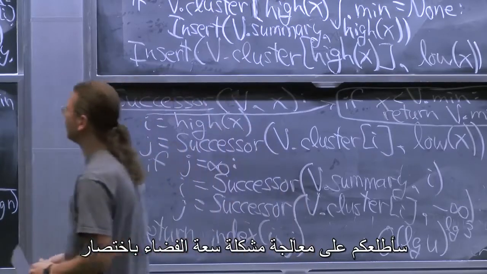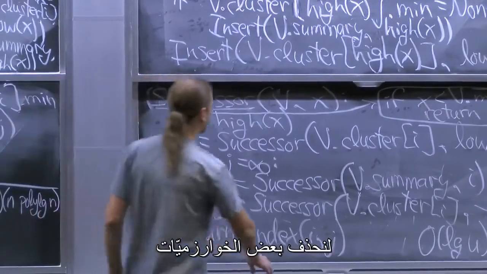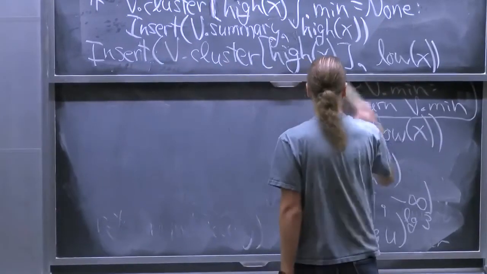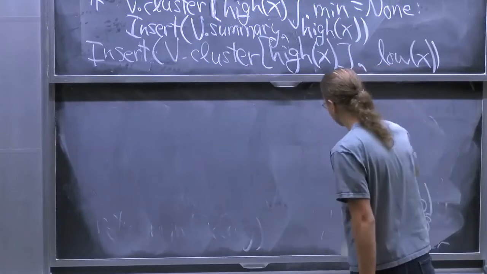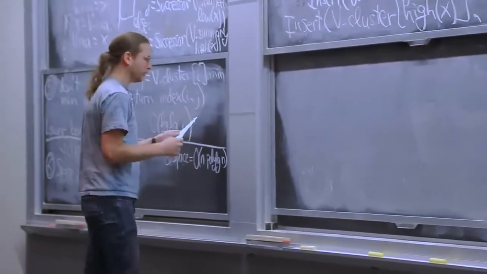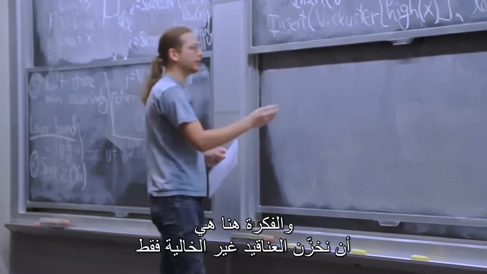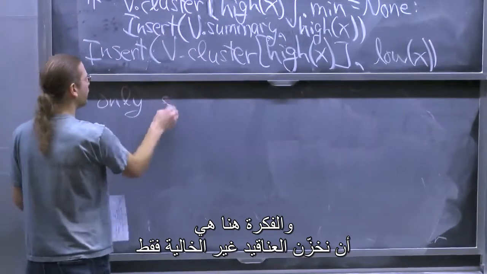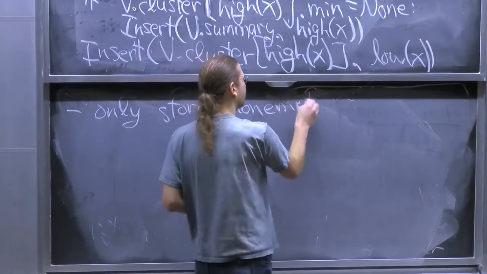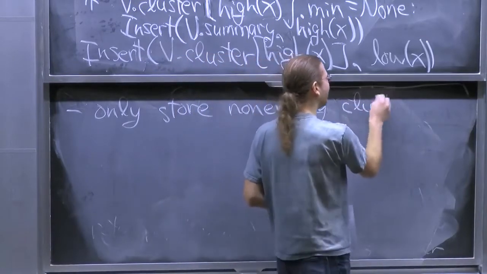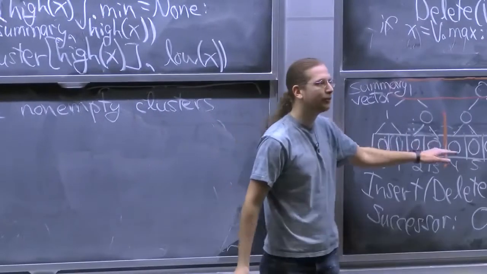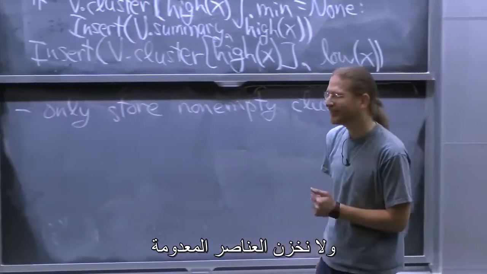But let me give you an idea of how to fix the space bound. Let's erase some algorithms. Main idea here is only store non-empty clusters. Pretty simple idea. We want to spend space only for the present items, not for the absent ones. So don't store the absent ones.